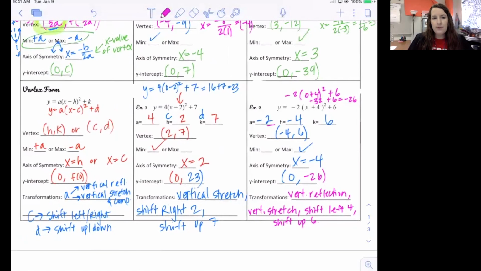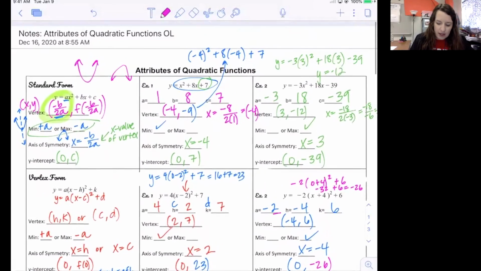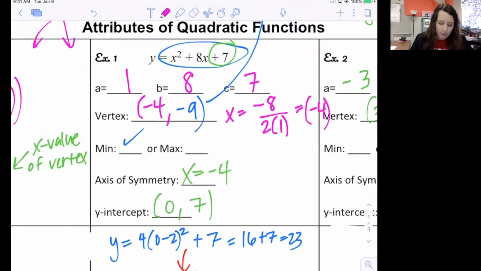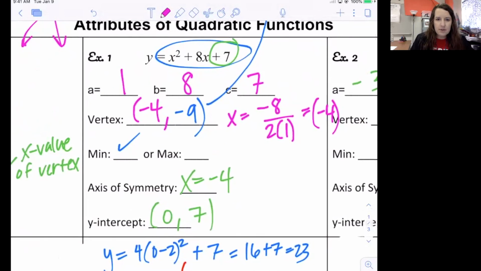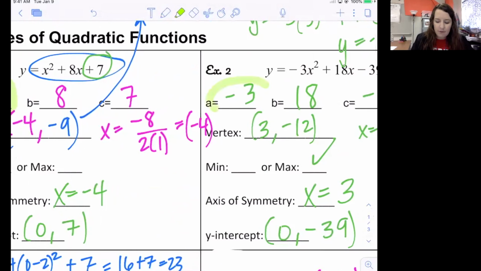So you'll recognize that some of our attributes are easier to find in one form or the other, but we've got formulas for all attributes in both forms. Now, for our transformations, you could get your transformations from standard form once you know your attributes. So your a value does the same thing. So an a value of 1 does not reflect, stretch, or compress. Over here, an a value of negative 3, even though it's in a different format, we can still use our a value the same. So that tells me that it's going to be a vertical reflection and a vertical stretch.